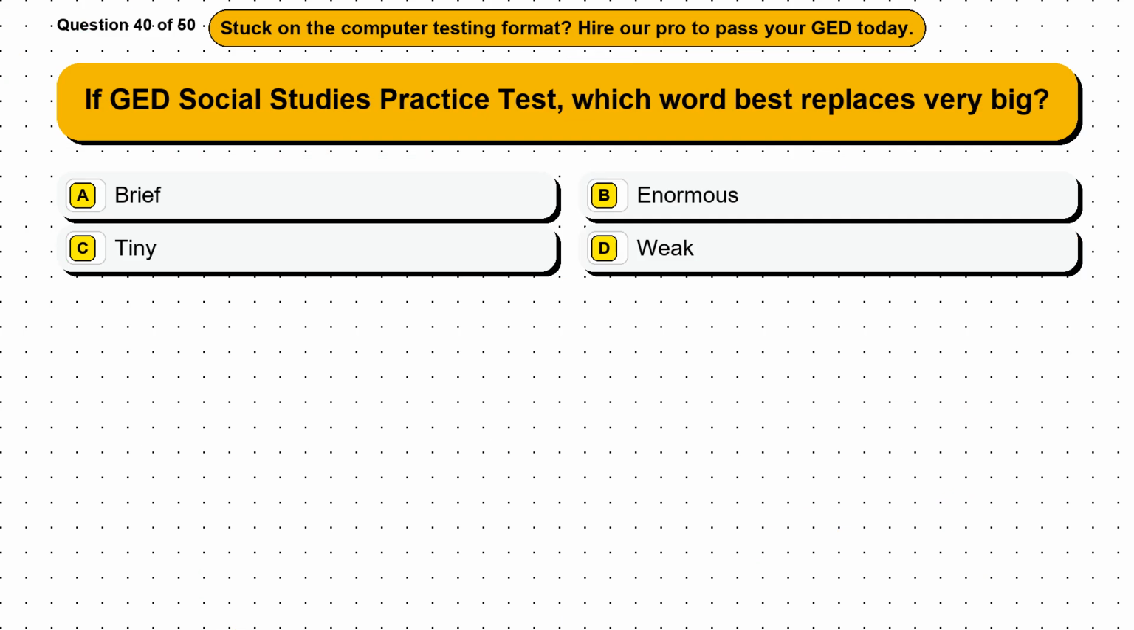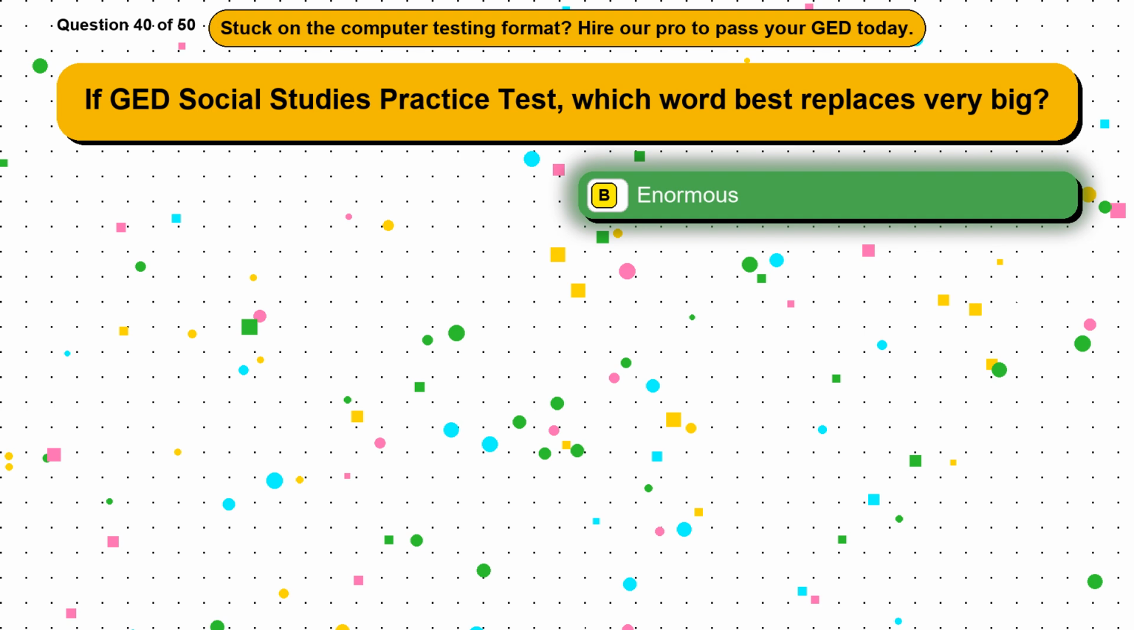Question 40. If GED Social Studies practice test, which word best replaces very big? Option A, brief. Option B, enormous. Option C, tiny. Option D, weak. The correct answer is option B.